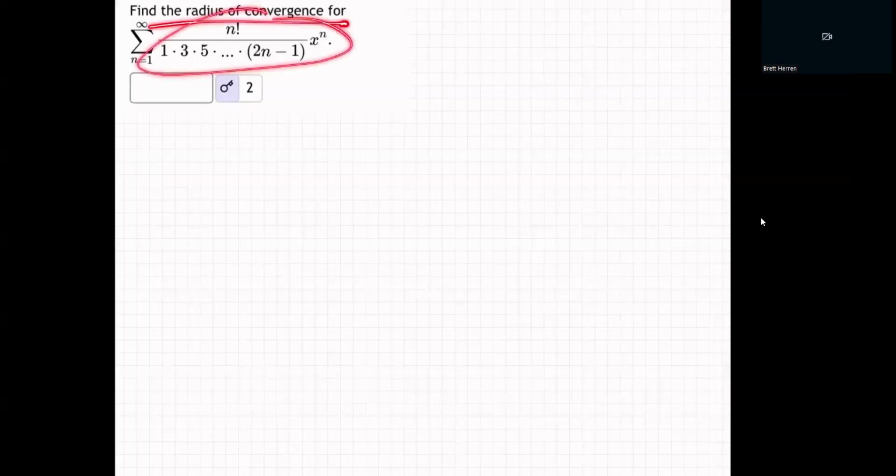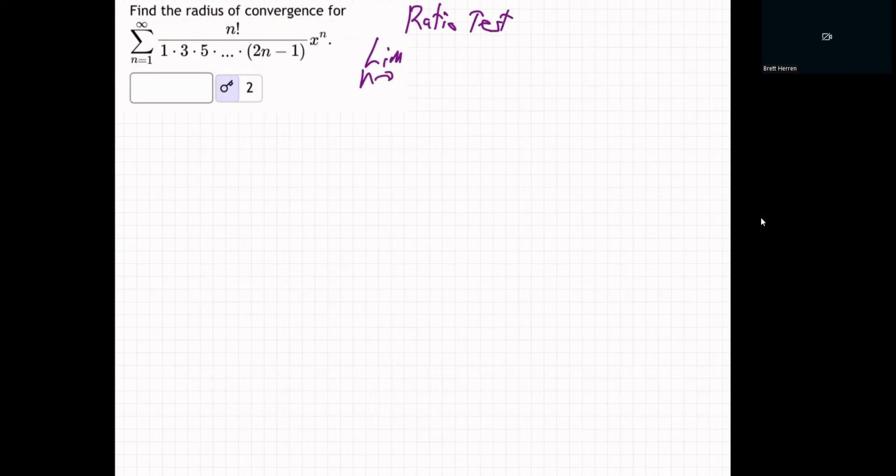On the radius of convergence for that messy thing, how are we going to do it? We're going to do the ratio test. The ratio test says the limit as n goes to infinity of the absolute value of a sub n plus 1 over a sub n, if that's less than 1, the series converges. Wherever that's less than 1, the series converges.